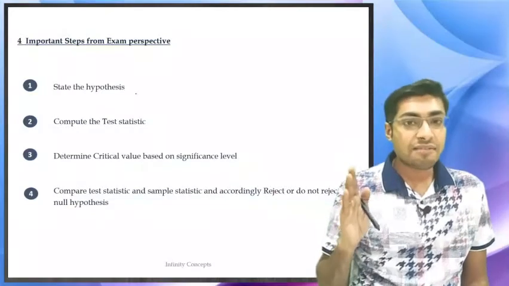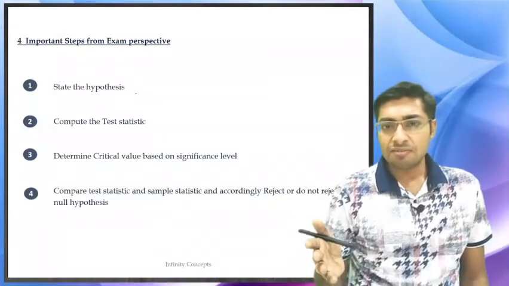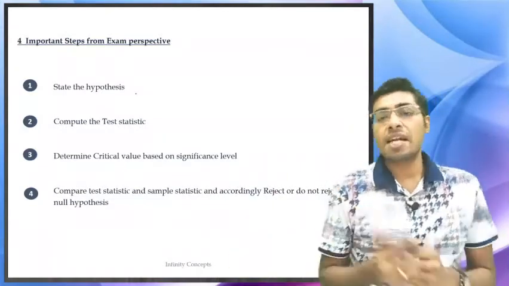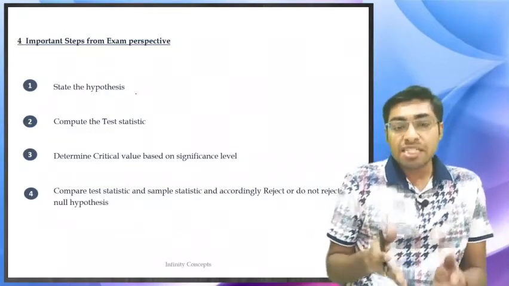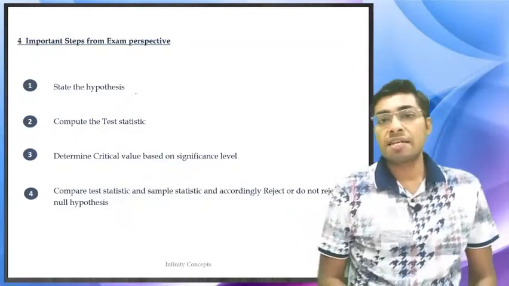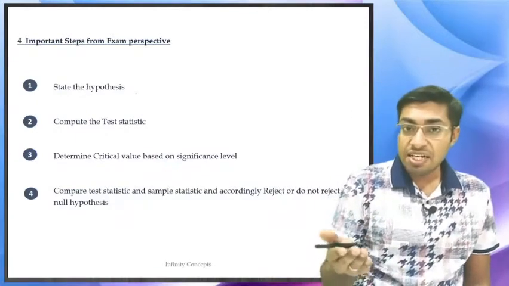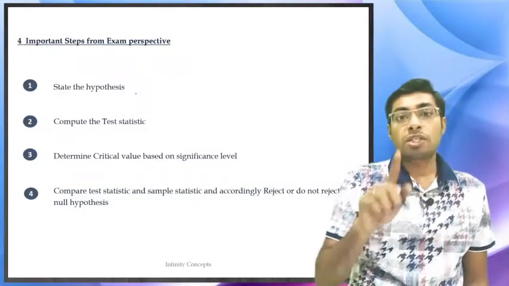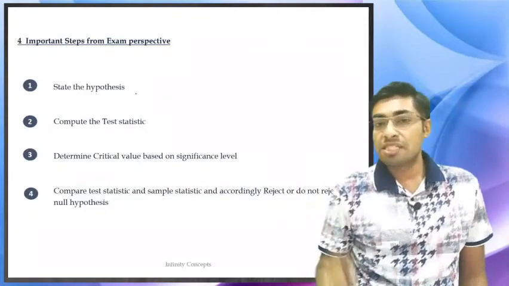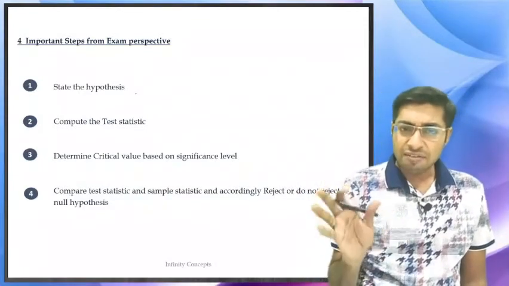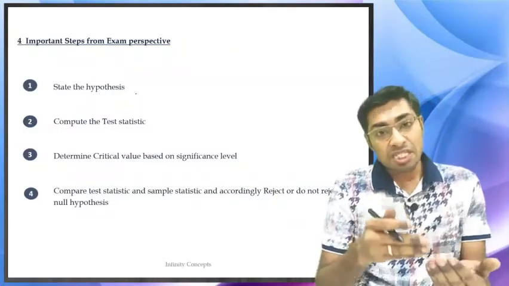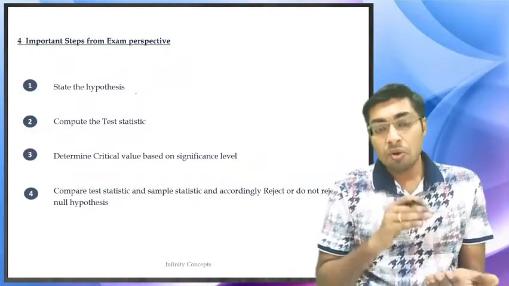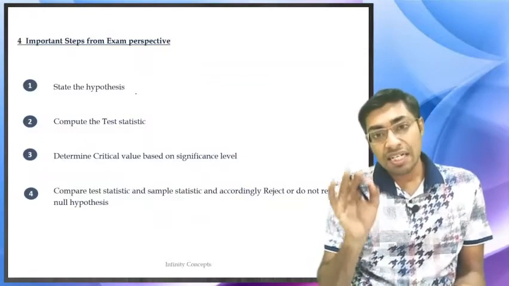So what is the significance level? 1%, which means the confidence level is 99%. Or the significance level can be 5%, which means the confidence level is 95%. Or the significance level can be 10%, which means the confidence level is 90%. Whatever the significance level is, based on that, the critical value, which means by going to the Z table or T table, go and find out what the critical value is.